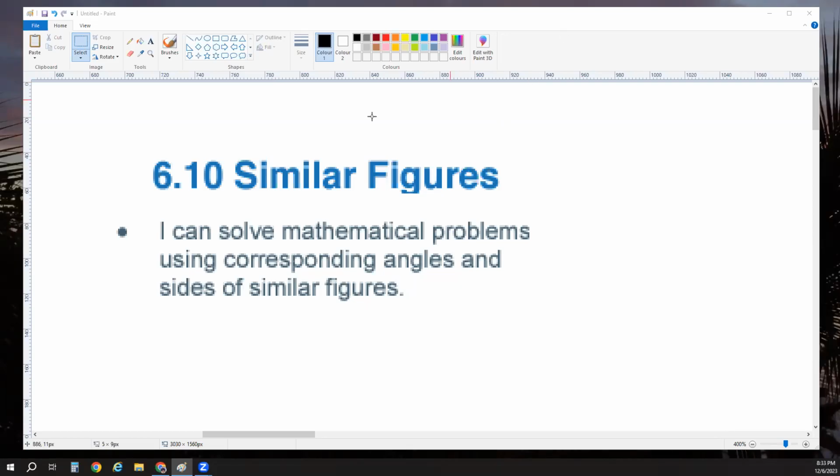All right, so this is section 6.10, similar figures, and we're going to start solving mathematical problems using corresponding angles and sides of similar figures. It's going to be a little bit of expansion on what we went over in 6.7, and building a little bit on 6.8 and 6.9, but mainly 6.7, using proportionality and understanding all that stuff.